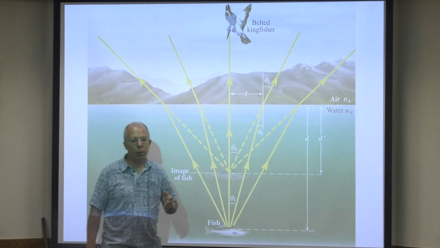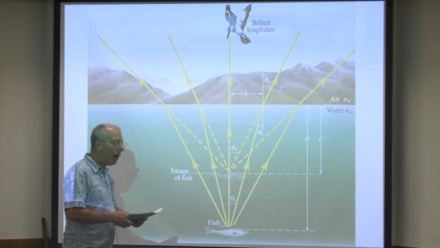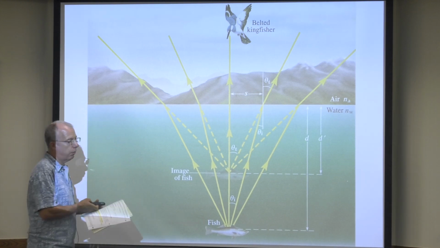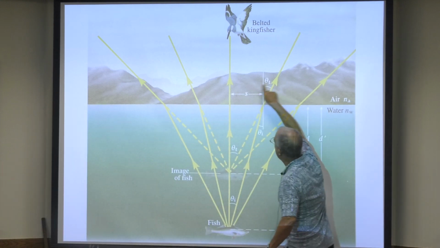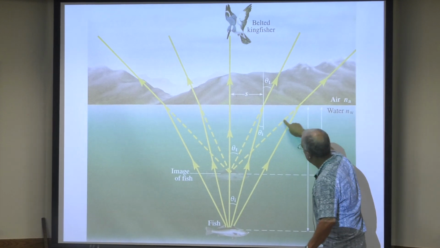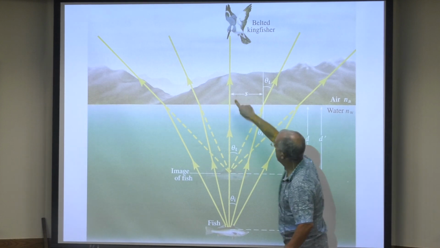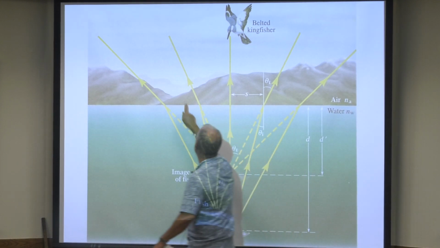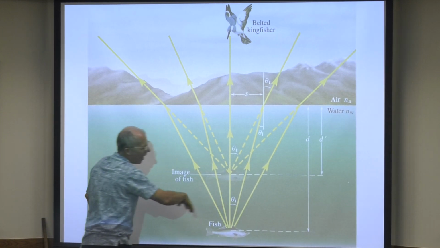Now remember, you form the image from the outgoing rays. These are all outgoing rays, so what you do is you backtrack. That one goes there, that one intersects there, this one intersects there. Now this is out of scale and everything, don't worry about that.